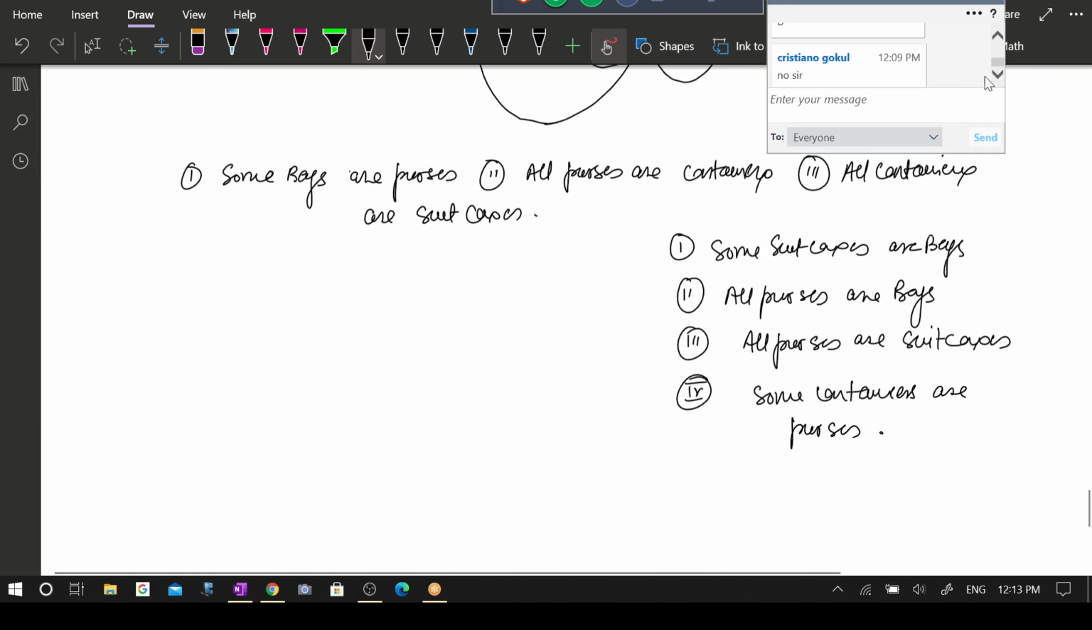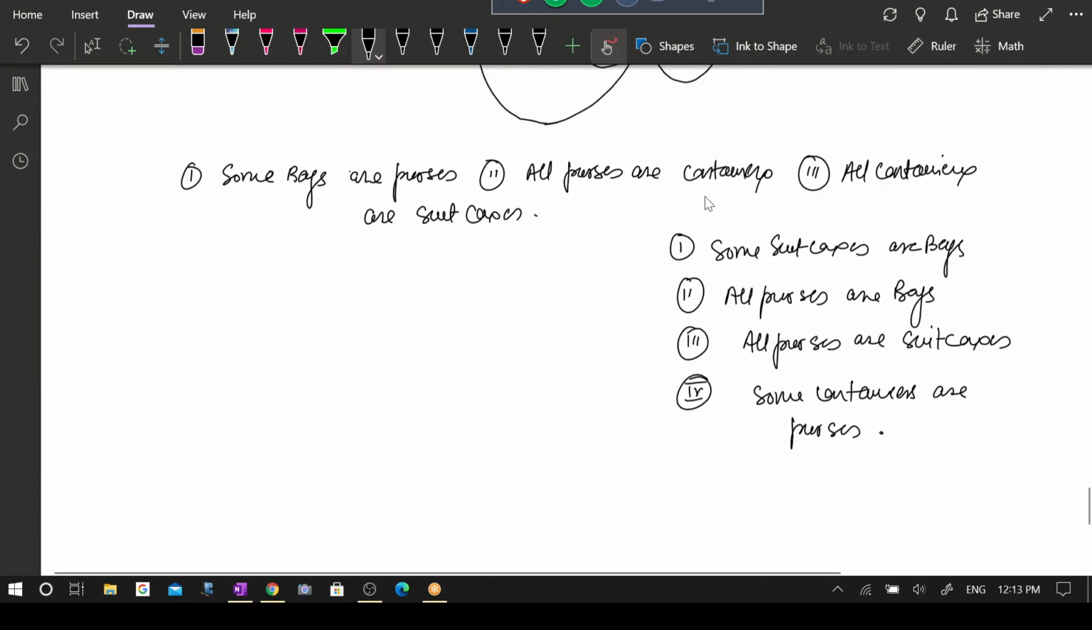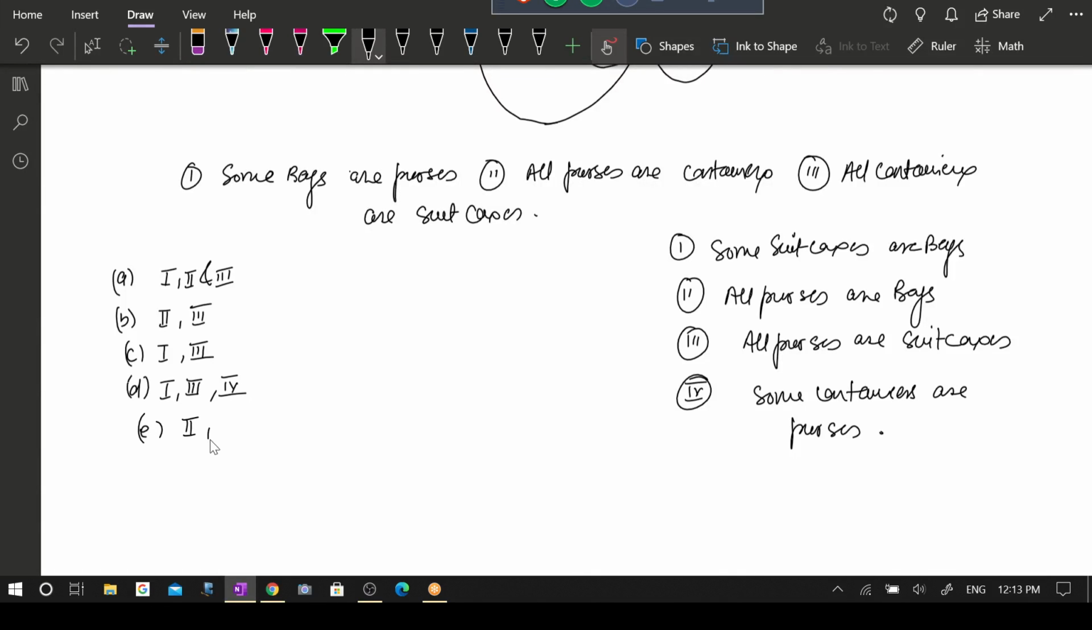Let us see. Tell me which one is the conclusion, and this is what was given to you. A: 1, 2 and 3 follow. B: 2 and 3 follow. C: 1 and 3 follow. D: 1, 3 and 4 follow, and E: 2, 3 and 4 follow. Come on guys, it's very simple. I'm looking for an answer from you.